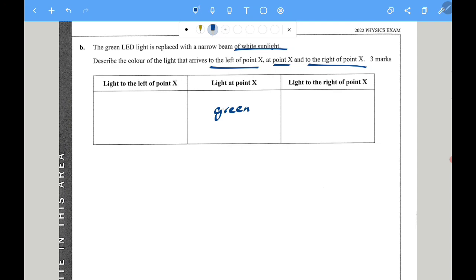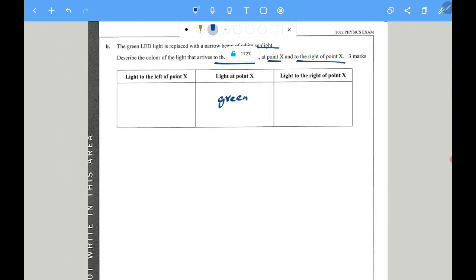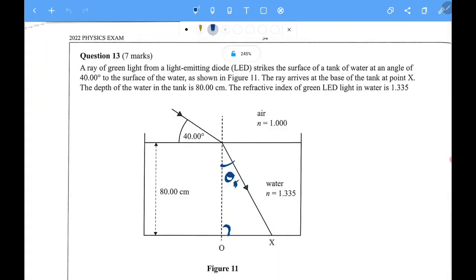So each unique color of light refracts by a unique amount because they have different refractive indexes in a different medium. Alright, so this will be the beam of green light, right? Now let's look at blue light, for example.